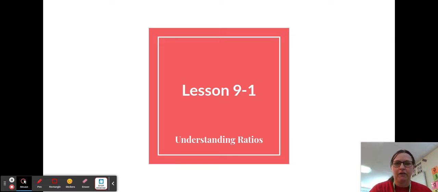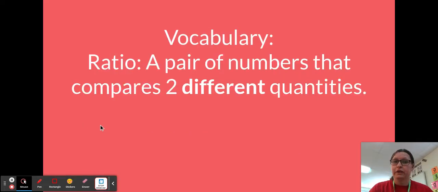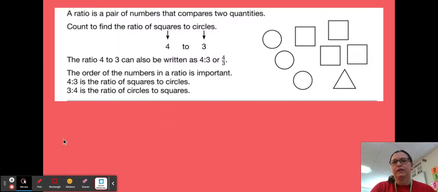And today we're going to talk about what a ratio is. Ratios are super easy in my opinion. So first, a ratio is a pair of numbers that compare two different quantities. If I were comparing books to movies, or students who like math to students who like reading, or cats to dogs, those are ratios. They compare two different quantities. A ratio is a pair of numbers that compares two quantities.